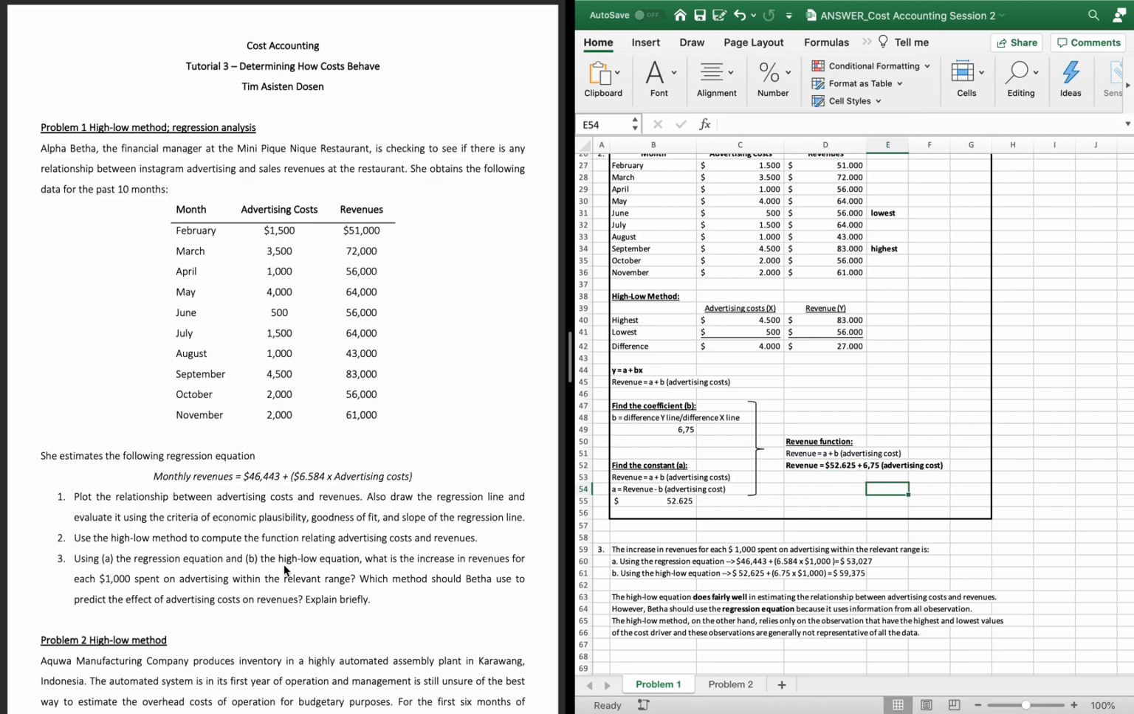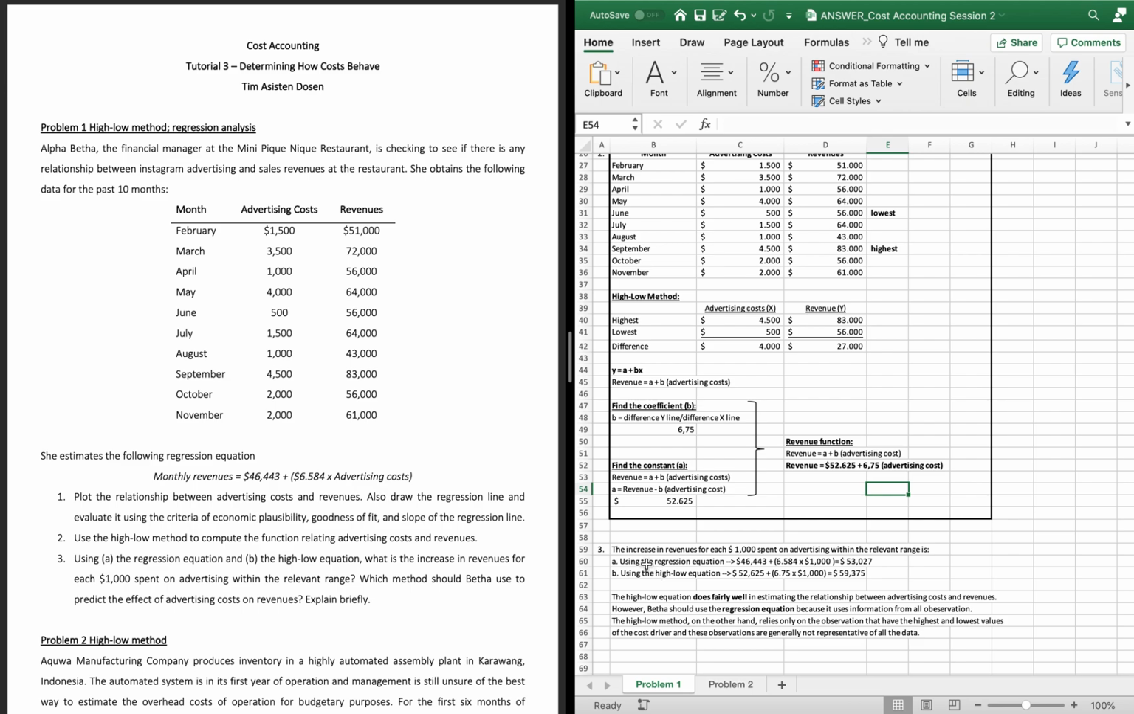Next, the third one is using the regression equation and the high-low equation. What is the increase in revenue for each $1,000 spent on advertising within the relevant range? And which method should the company use to predict the effect of advertising costs on revenue?